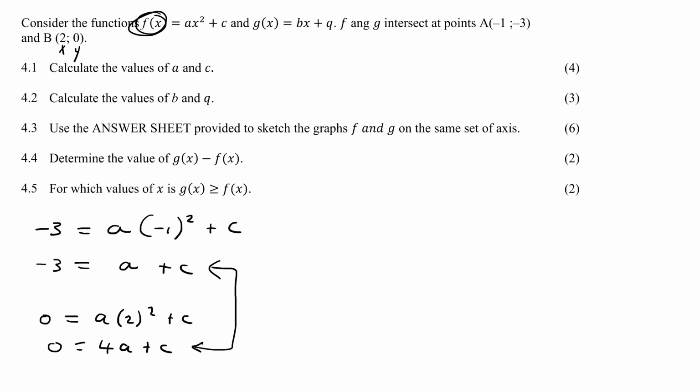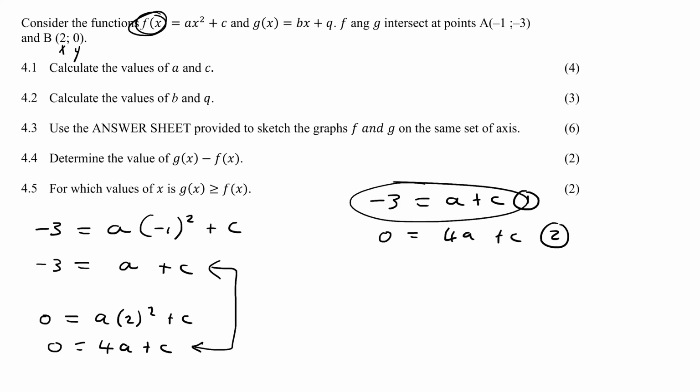Now remember, with simultaneous equations you can use elimination, you can use substitution, whatever you want to do. Okay, I like substitution. So this is my first equation, and then this is my second equation. So I'm going to take this equation and I'm going to get c by itself. So the way I'll do that is I'll just take this to the other side, so it'll become negative.